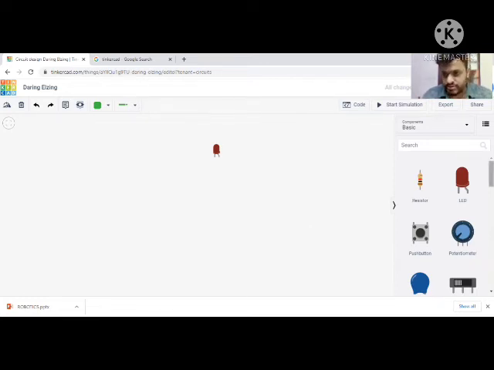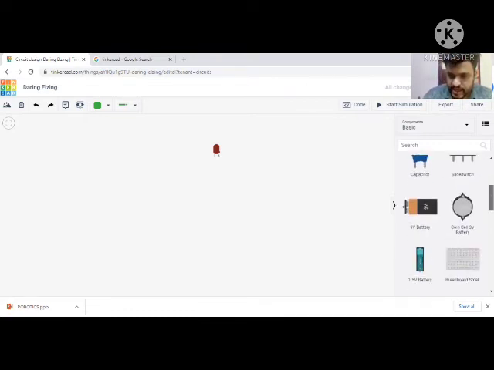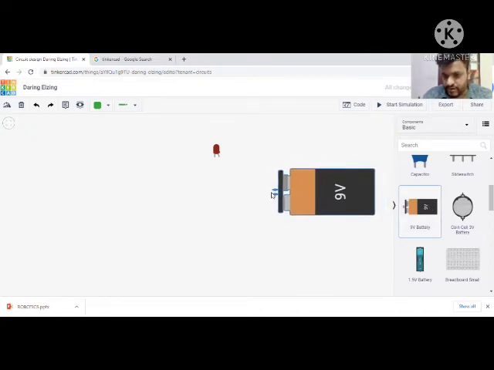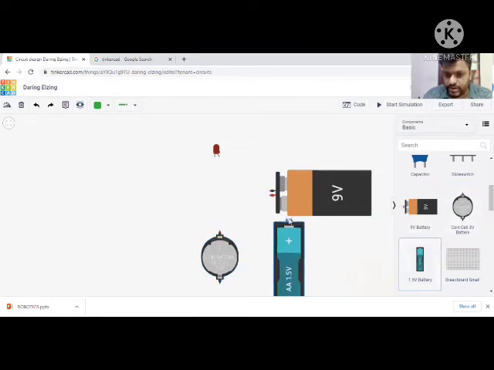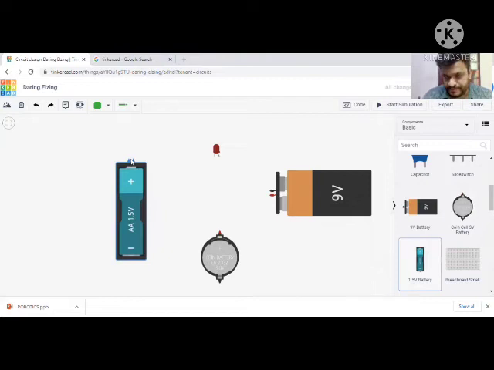There are different power sources. That is battery. Yes, battery is a power source. There are different types of batteries. Look here. This is a 9-volt battery. This is a coin cell battery. This is a 1.5-volt battery which is used in our home.